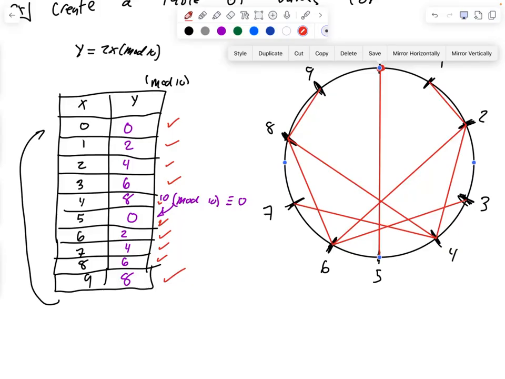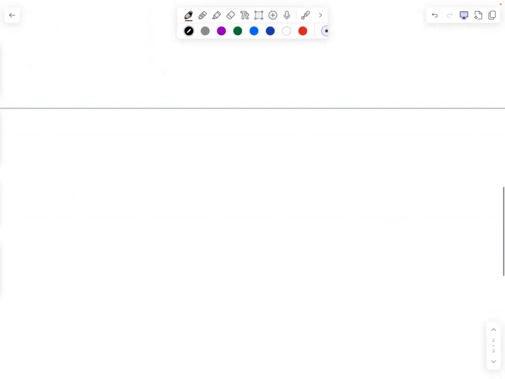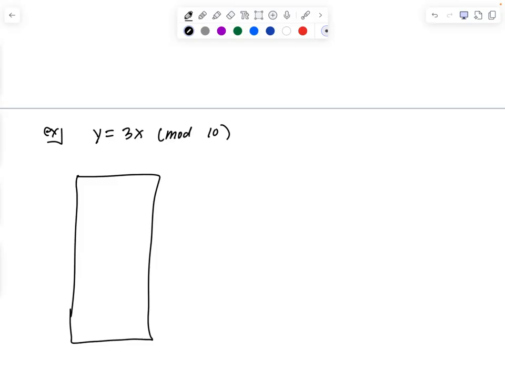Y equals 3x mod 10. Again, we're going to start out with a table. The better you get at your table, the more you can do this without a table, I do want to note, but we're going to start by doing this with the table. Here's x and y: 0, 1, 2, 3, 4, 5, 6, 7, 8, 9. All right, let's plug them in.